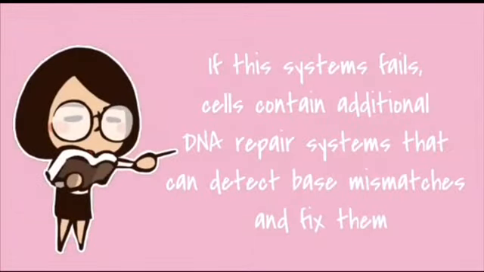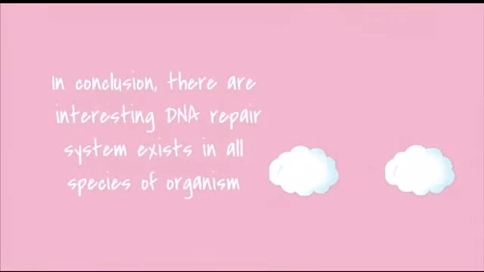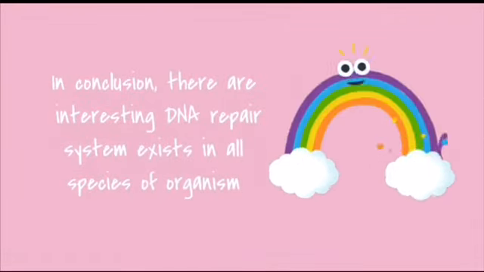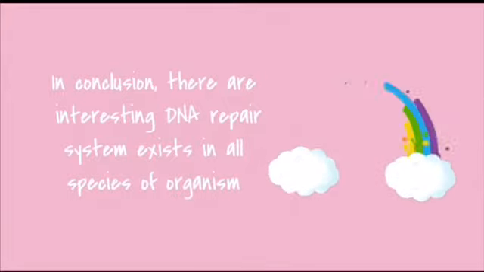Actually, there are many types of DNA repair mechanisms that can recognize and remove this type of mismatch. However, what if those systems fail? If these systems fail, cells contain an additional DNA repair system that can detect base mismatches and fix them. In conclusion, there are interesting DNA repair systems that exist in all species of organisms.